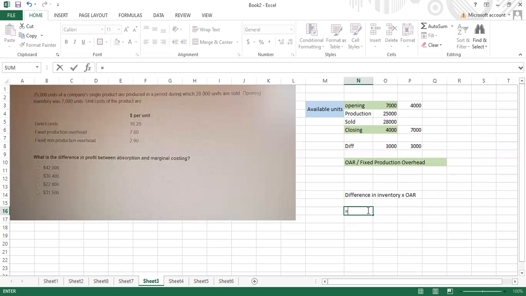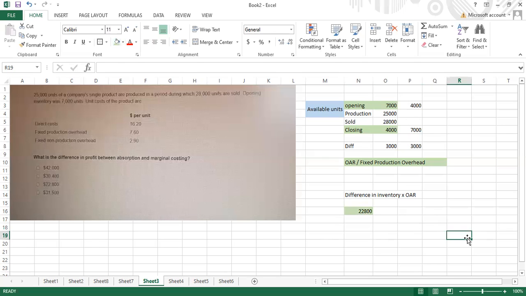So how would you do that? Like 3,000, as I'm saying about recording this formula, 3,000 multiplied by the OAR value, and OAR is given, which is 7.6. You can see direct cost, fixed production overhead, and fixed non-production overhead. Remember, your OAR is related to the factory cost, which is fixed production overhead cost. So always you will multiply it with 7.6, right? And you will get the answer. This is 22,800, and C is your answer.